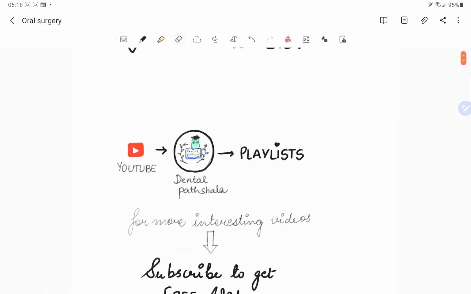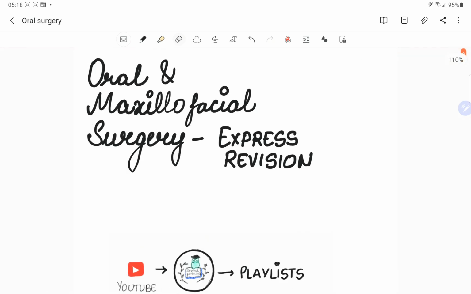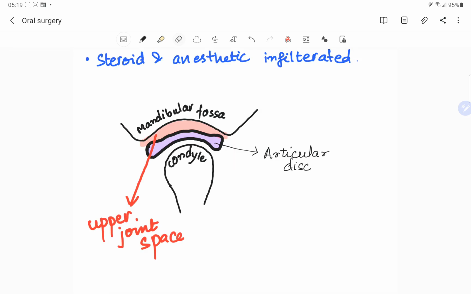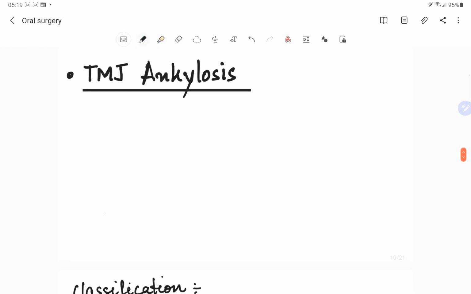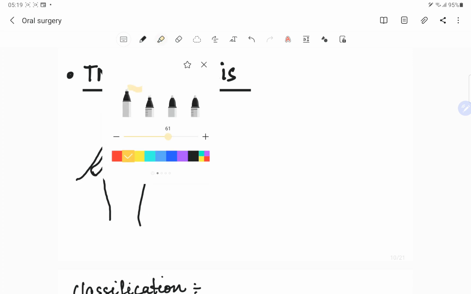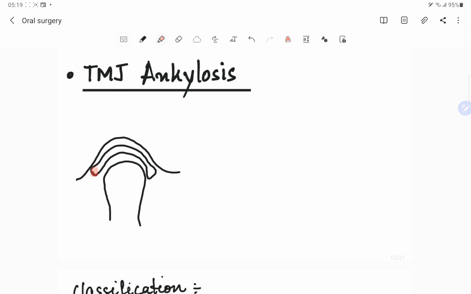So let's get started with today's topic. Today we will be covering temporomandibular joint ankylosis. So guys, this is our condyle, which is a part of the mandible, which fits into the glenoid fossa. Normally we have the articular disc over here, which we have already covered in the anatomy of the temporomandibular joint. So in between the glenoid fossa and the condyle, we have the articular disc.